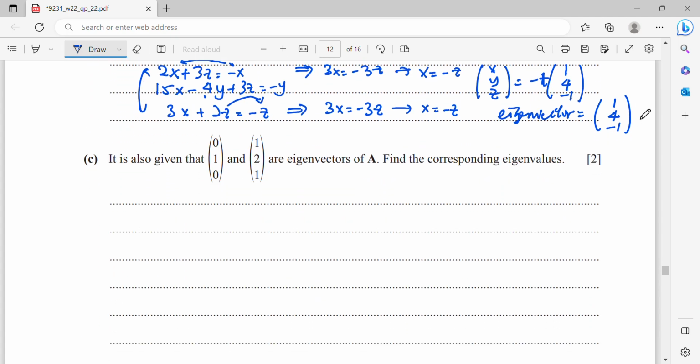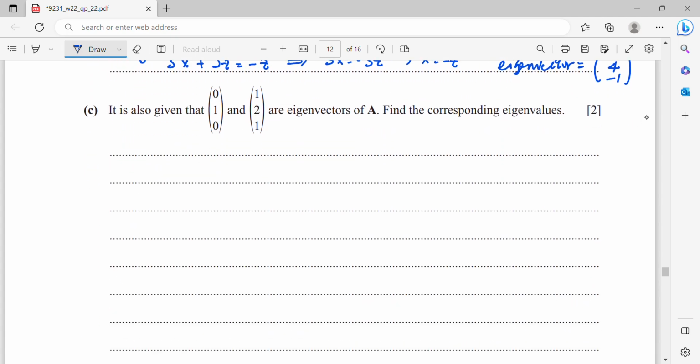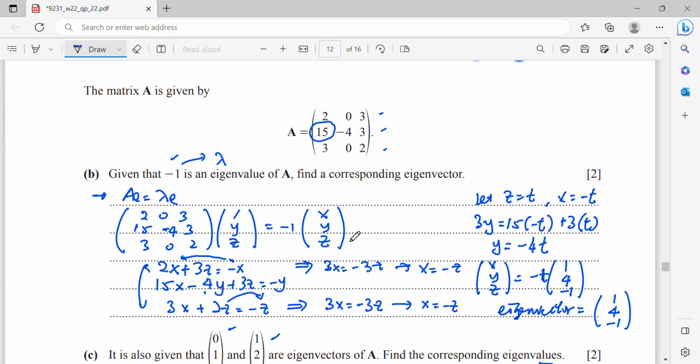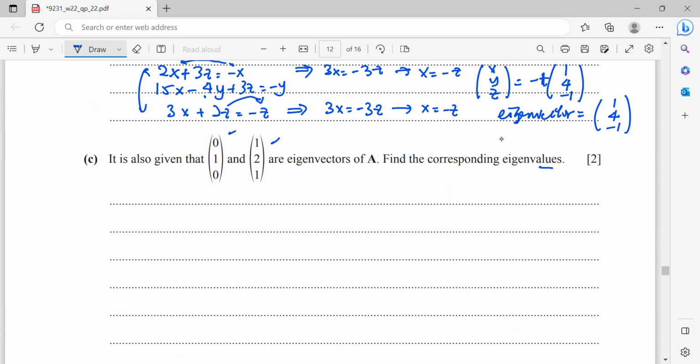Now for part c, it is also given that 0, 1, 0 and 1, 2, 1 are eigenvectors of A. Find the corresponding eigenvalues. So now given two eigenvectors, use the method AE is lambda E. Use this formula. So you multiply matrix A to the given eigenvector. So I will rewrite my matrix A.